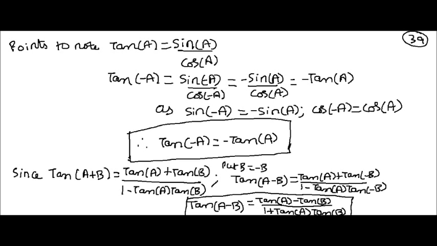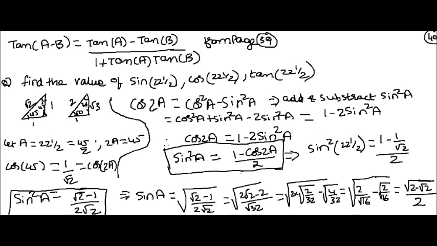So we know cos 2a is equal to cos square a minus sin square a. Now add and subtract sin square a on the same side. If you do it, cos square a plus sin square a minus 2 sin square a, but we know cos square a plus sin square a is 1, which means 1 minus 2 sin square a. So sin square a is nothing but 1 minus cos 2a by 2.